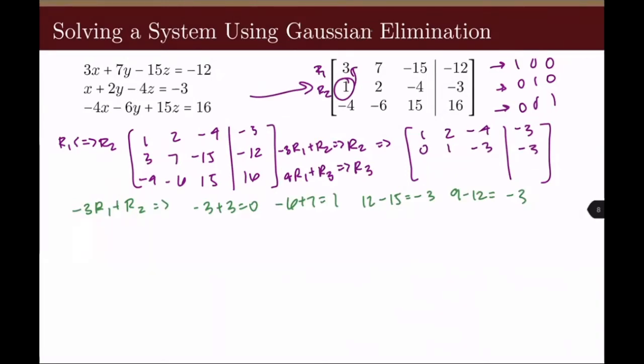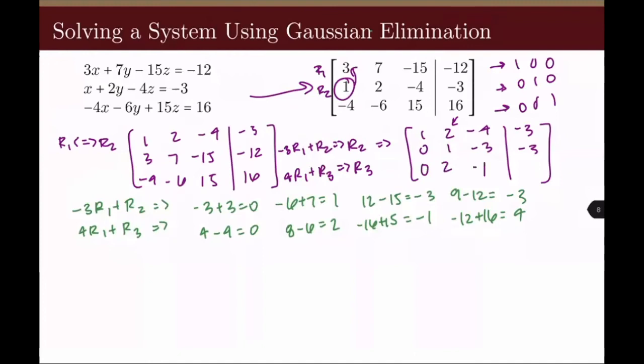Next, I can show some scratch work on 4 row 1 plus row 3. So that's going to be, well, 4 times 1 is 4, -4 is 0. And then I have 4 times 2, which is 8, -6 is 2. And then we'll have 4 times -4 is -16 plus 15 is -1. And then we have -12 plus 16, which is 4. So then my new row 3 is going to be 0, 2, -1, and 4.